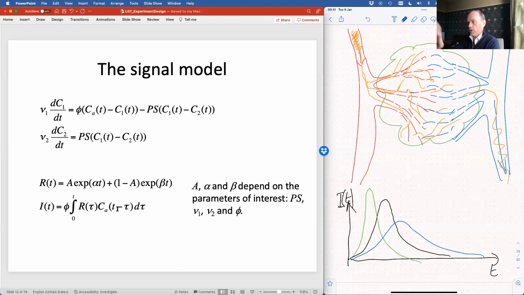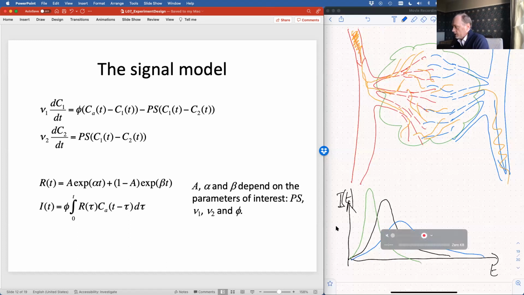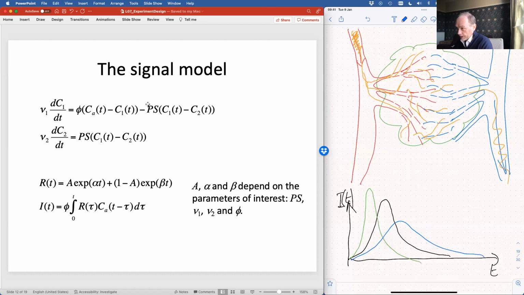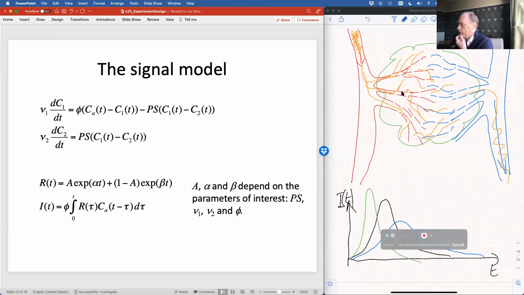Here I'm not going to pick through the details of the maths. It's in the notes if you want to have a closer look at it. But here is a signal model that links these intensities in this curve and how they change over time to interesting parameters of the model, including the key one, which is this PS quantity here, which is the permeability. Very briefly, the C1 and C2 here are the concentrations of the radio tracer in the blood supply of the tumor and the body of the tumor. C2 is the body of the tumor, C1 is the blood supply of the tumor.